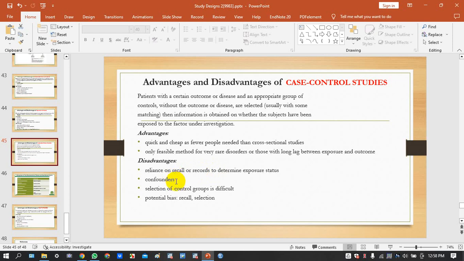So confounders, please let me just explain confounders so that when we start confounding, you understand. A confounder is something that is associated with the exposure. It's a factor that is associated with both exposure and outcome of a study. So anything that is associated with both an exposure and outcome of a study is called a confounder.